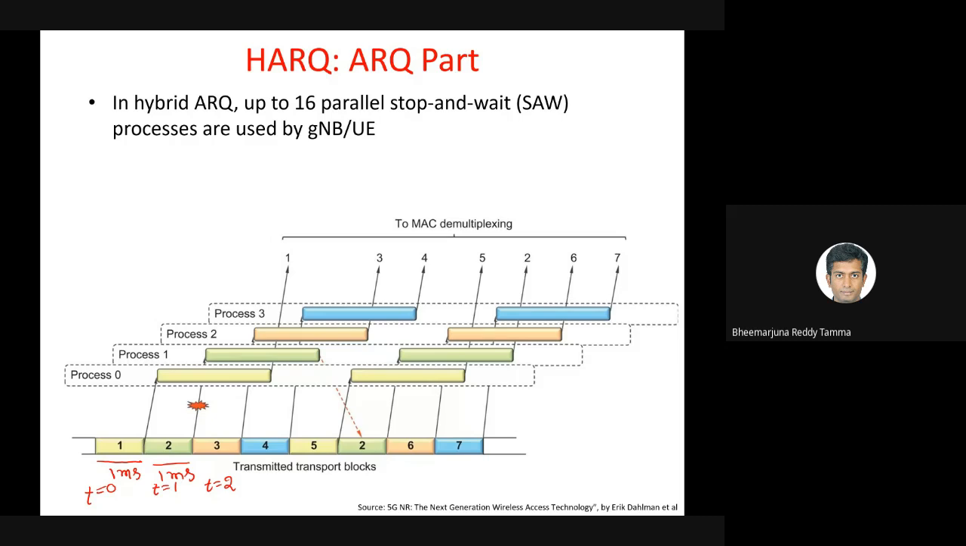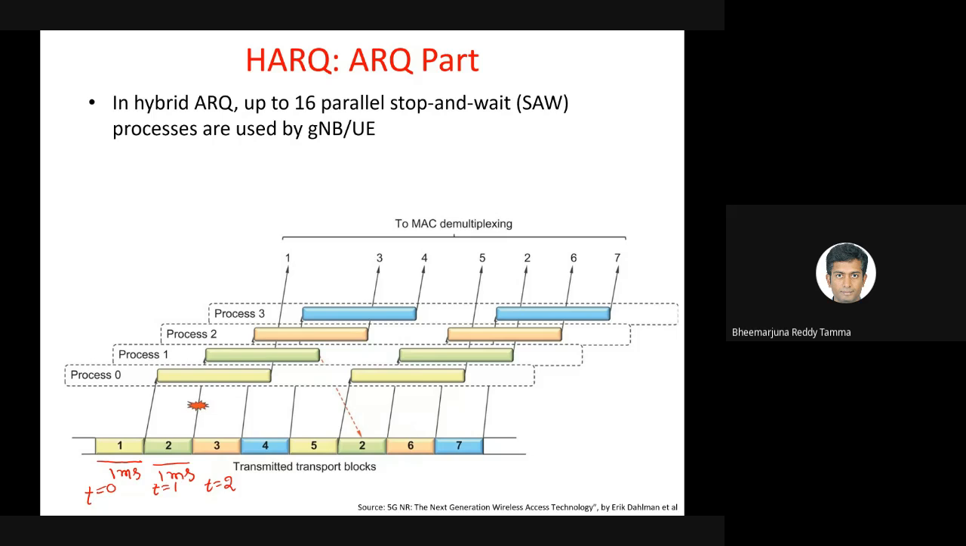At any given time, we are only sending one transport block or one MAC packet, because we have only one radio channel on which we can send one combined packet over the air. But what is the meaning of having 16 stop and wait processes? In this example, there are four processes configured at the sender and receiver, where the sender and receiver can agree upon how many processes to be used for communication between them, and the data will be exchanged between them.